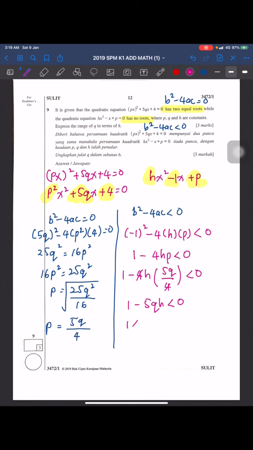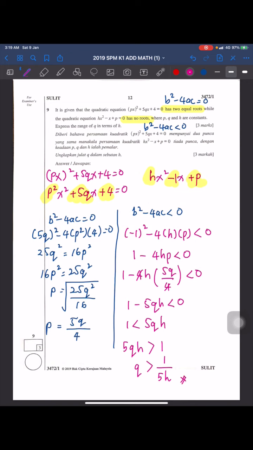Okay, so 1 less than 5qh. Oleh kerana dia nak q sebagai subjek kan, so q ni cuba jadikan dia di sebelah kiri. So, 5qh. Sekarang tengok, 5qh ni mulut besar kan. So, mulut besar juga mesti di sebelah dia. Satu sebelah dia mulut kecil kan. So, satu mulut kecil. Okay, supaya kita tak confuse. Okay, so q jadikan sebagai subjek. 5h pindah sebelah kan. So, jadi 1 over 5h. Okay, inilah jawapan kita.